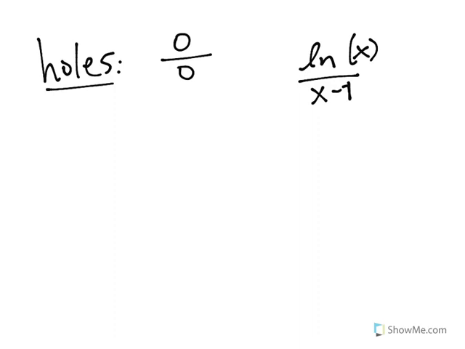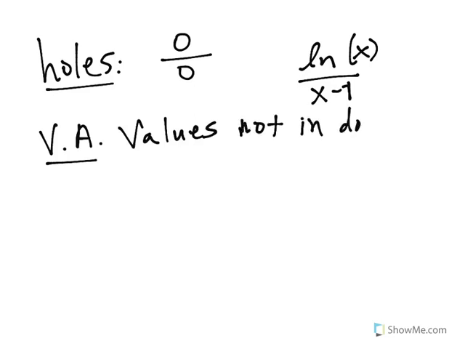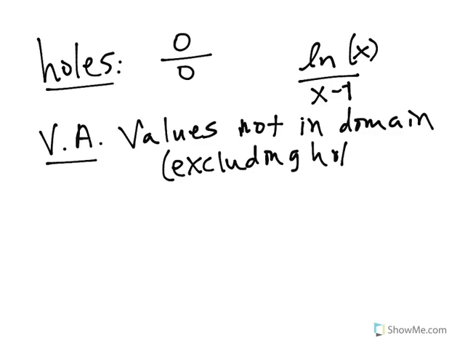Remember that for vertical asymptotes, vertical asymptotes are values that are not in the domain after you've already removed holes. So let's say excluding holes. Again, we should have seen a lot of this before in our past.